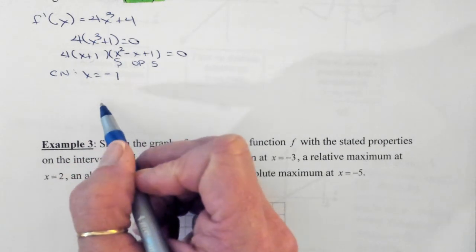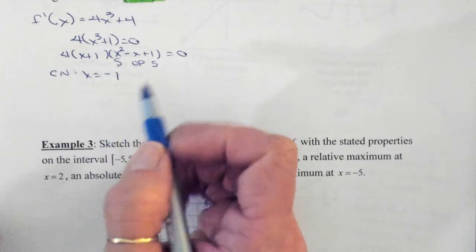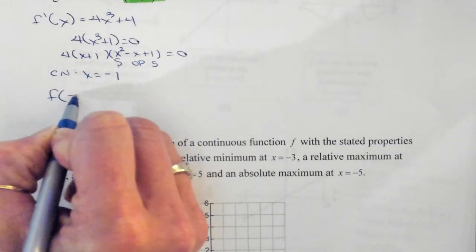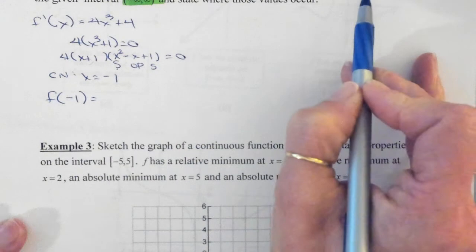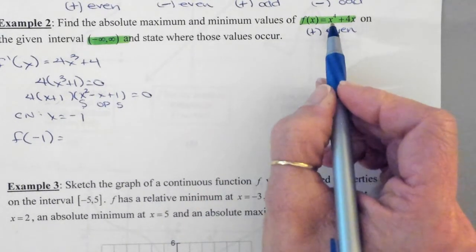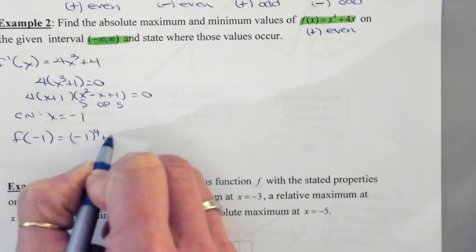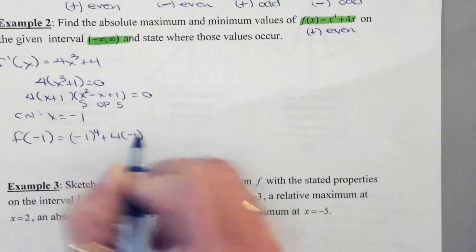So what do I do with that candidate? Plug that x value into the original function. So we want to evaluate f of negative 1. So we need to go back up to our original, which is right here. So it's negative 1 to the 4th power plus 4 times negative 1. So what is that?